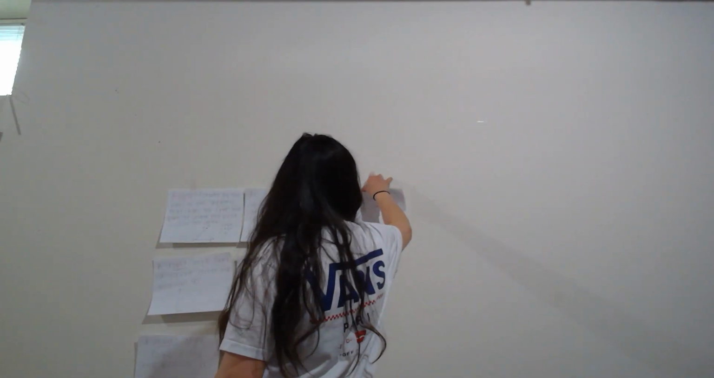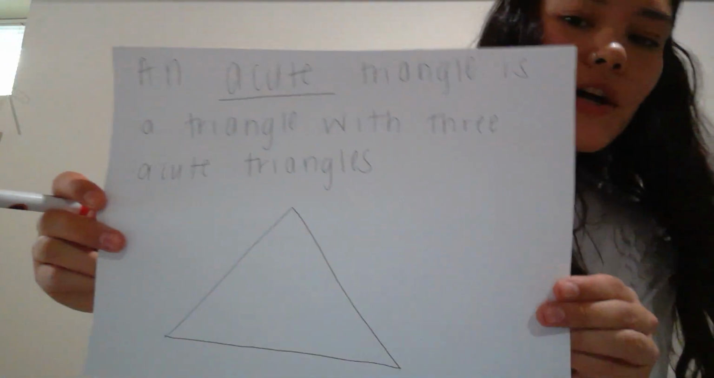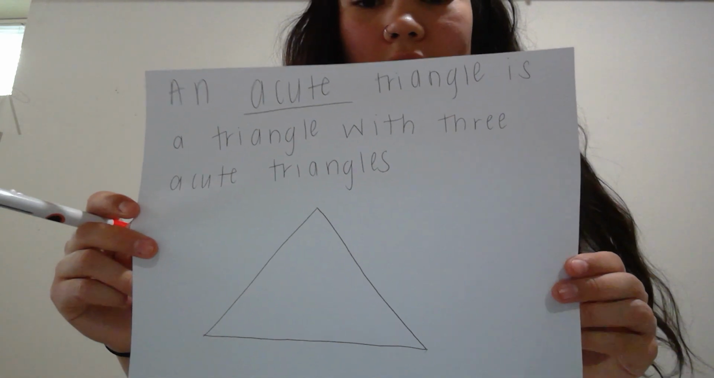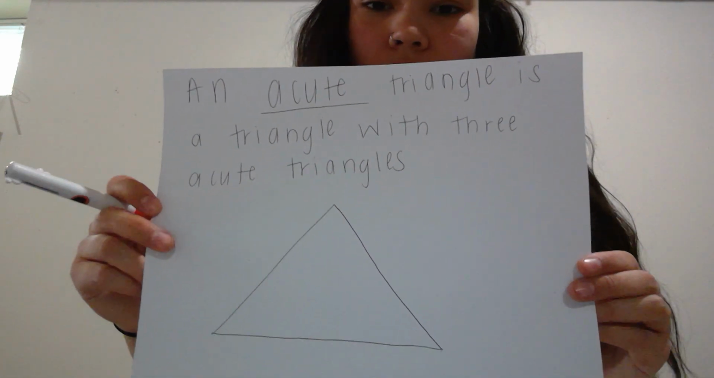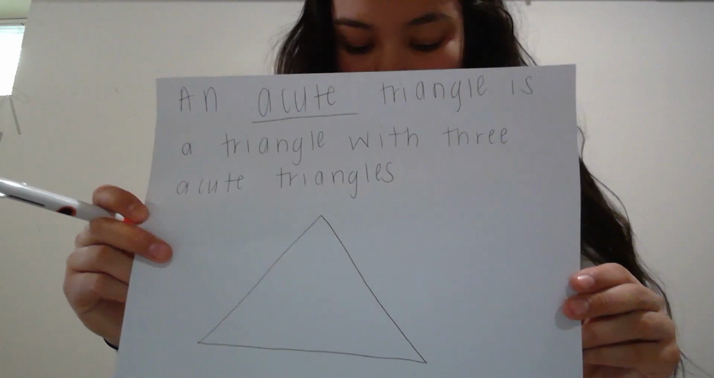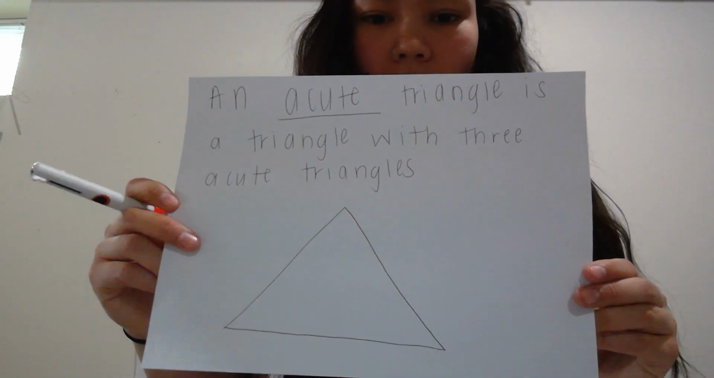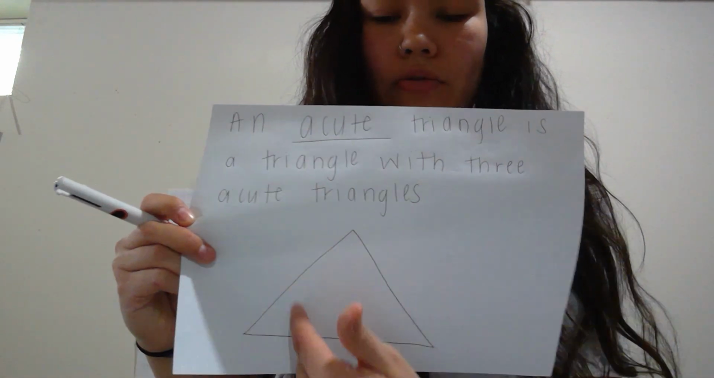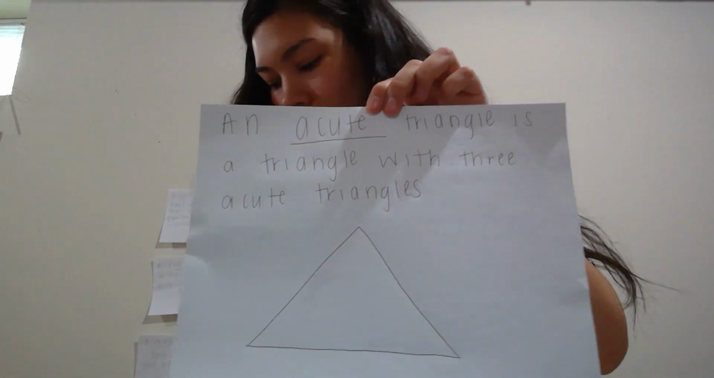So we're going to talk about 3 types of triangles. Again, I want you to write this down. The first type of triangle is an acute triangle. The way to tell if a triangle is an acute triangle is an acute triangle has 3 acute angles in it. So here, these are all acute angles in this triangle.